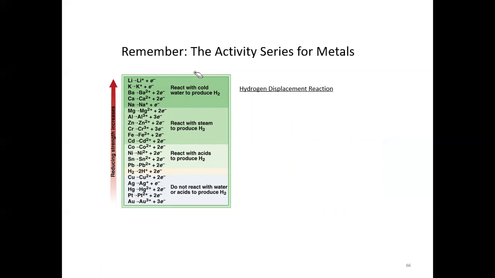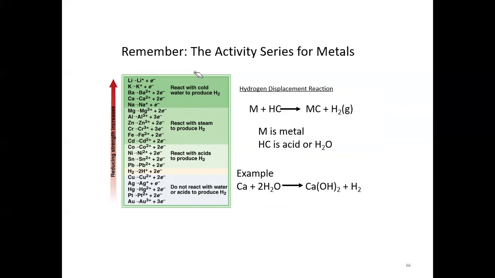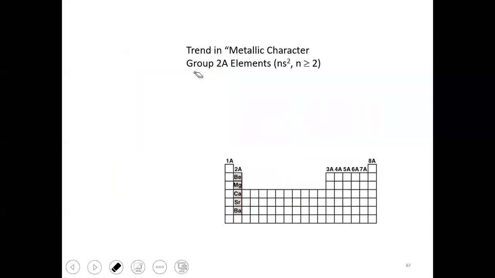You can find a similar pattern if you go to the group 2A metals, right? Remember, the reaction here consists of a metal reacting with a hydrogen-bearing compound and generating hydrogen gas, right? So HX could be an acid, could be water. So for example, calcium, if you put it in water, it generates hydrogen gas and it becomes the calcium ion. Now, if we look down the periodic table, we'll find that these metals essentially are being asked to lose 2 electrons. That's the metallic character.